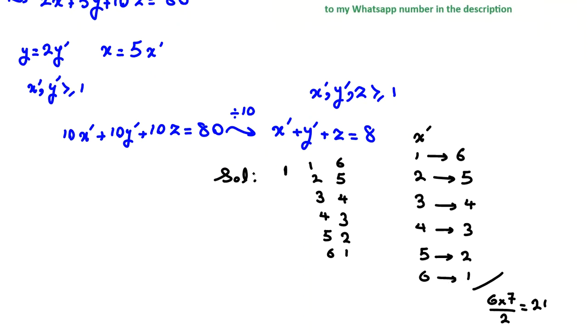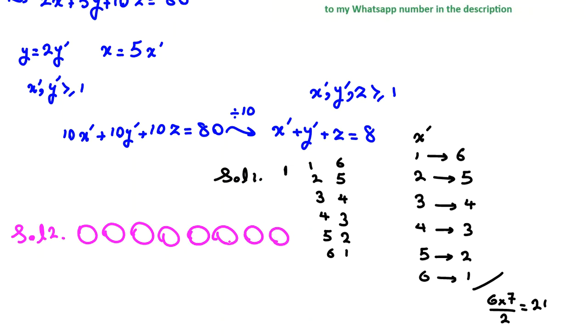Now let me tell you a professional way for this problem, because maybe, for example, instead of 8 we had 832, a large number, and instead of 3 variables we had, for example, 10 variables. Let me tell you how we can solve these types of problems. We can consider we have 8 balls. And we want to split these 8 balls into 3 parts. So I can consider 2 dividers, this one for x prime, this one for y prime, this one for z.